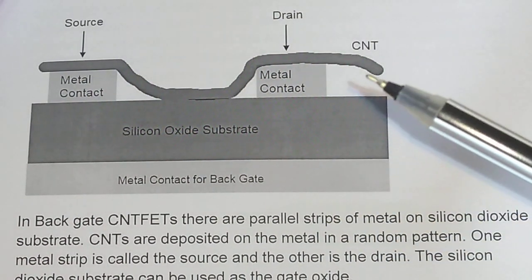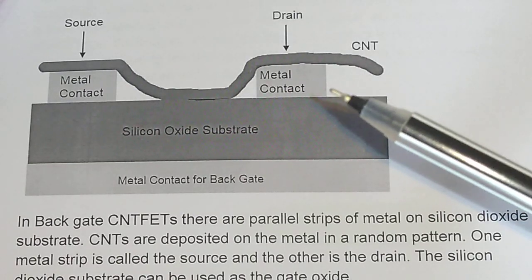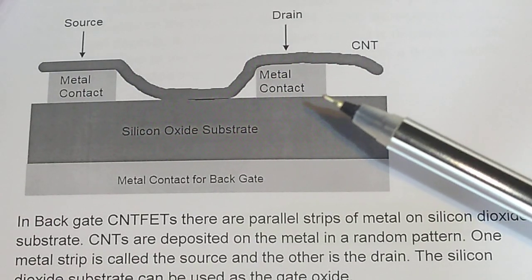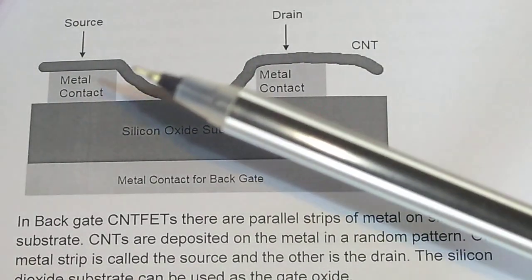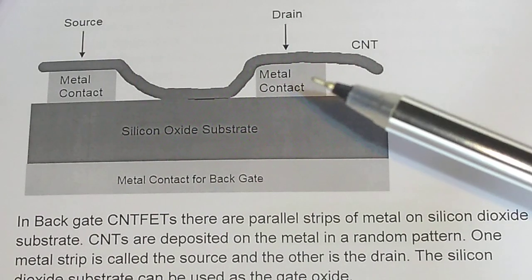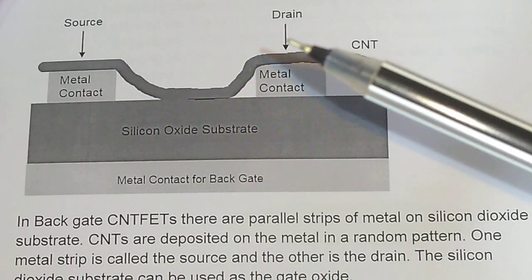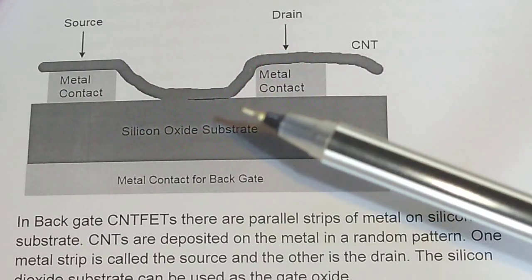Remember, these carbon nanotubes are deposited on this metal surface in a random pattern. One metal strip is called the source, and the other metal strip is called the drain, and the silicon dioxide substrate can be used as the gate oxide.